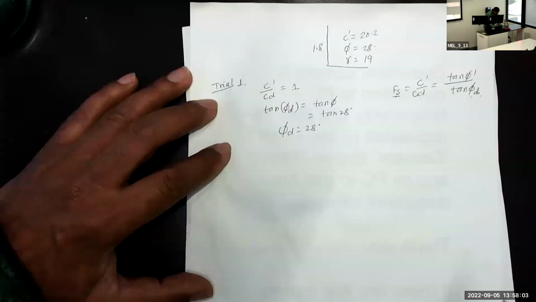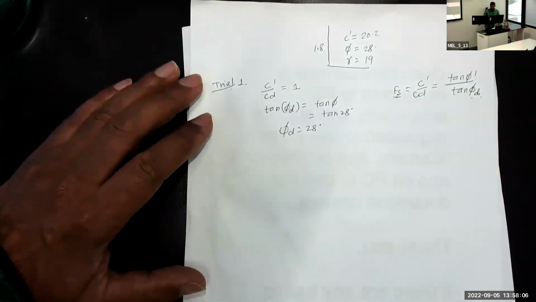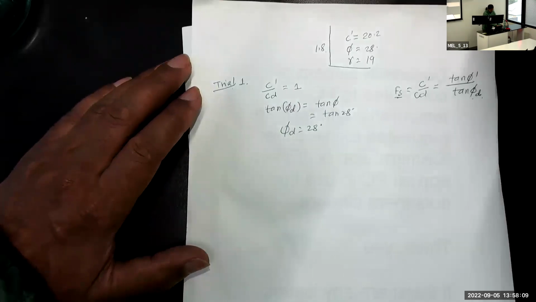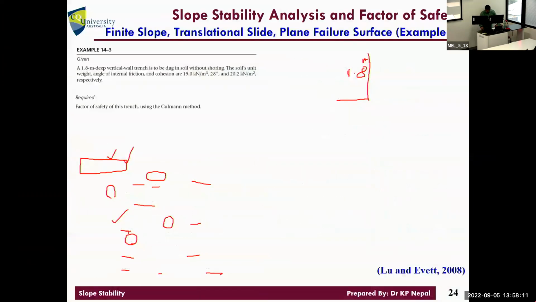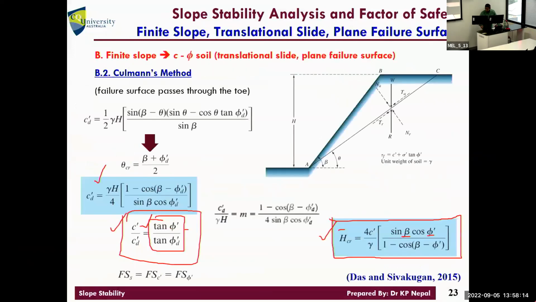Now let's use the second equation of the SCR. Can I copy the last equation here? SCR equals 4 C dash over gamma, times sine beta cos phi d, that's phi d now, divided by 1 minus cos of beta minus phi d.